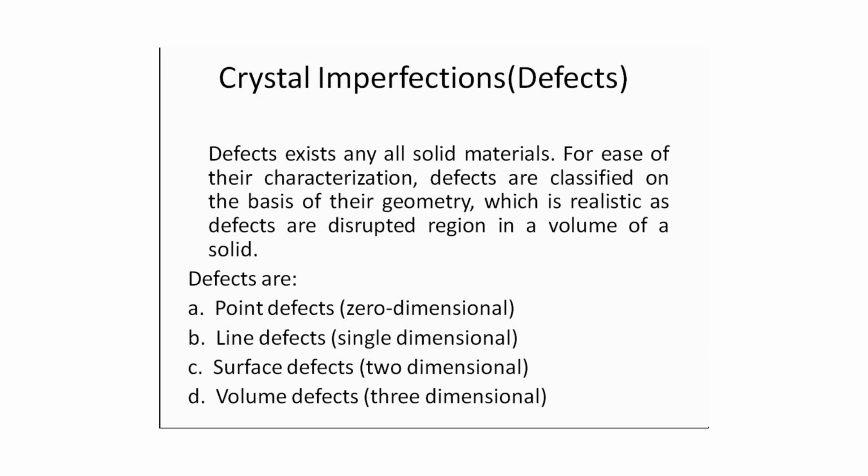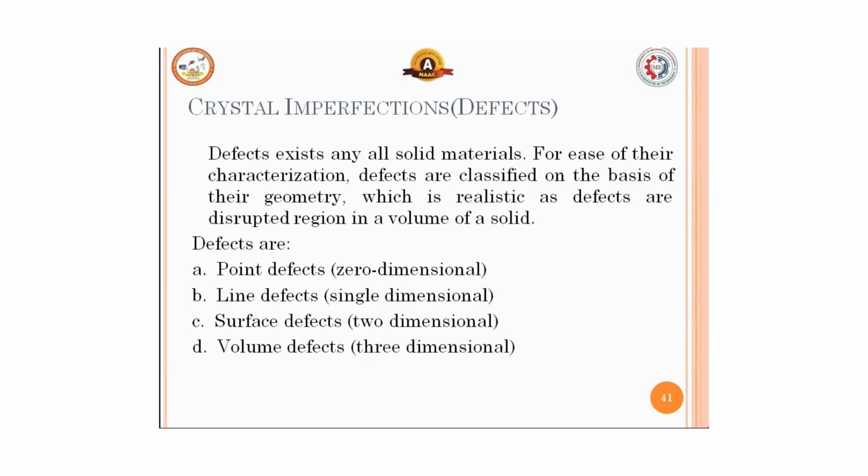So what are the crystal imperfections? Point defect, line defect, surface defect, and volume defect. Defects exist in any solid material. When we go with their characterization, defects are classified based on their geometry. Defects are a disrupted region in a volume of a solid. So we have to avoid defects when we manufacture different products. So what is a defect?